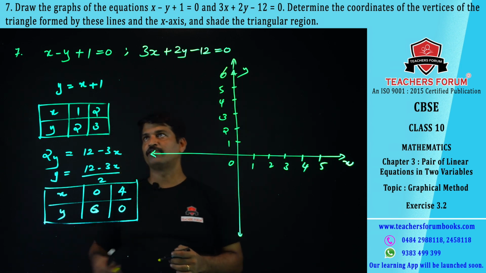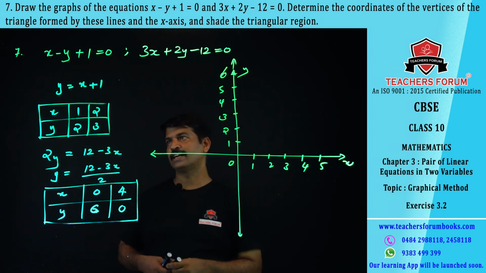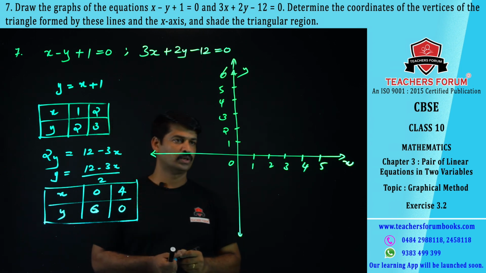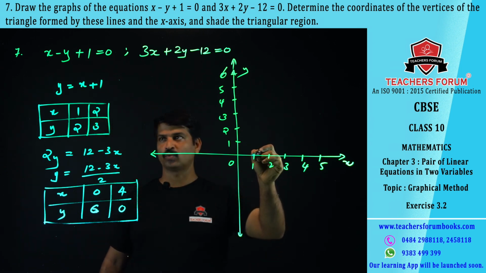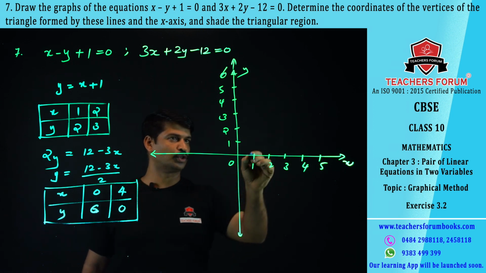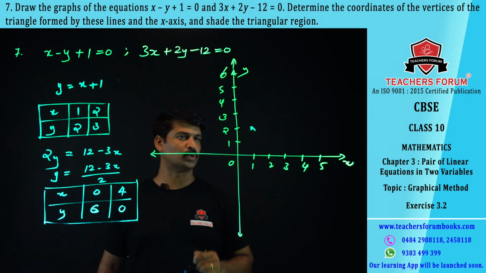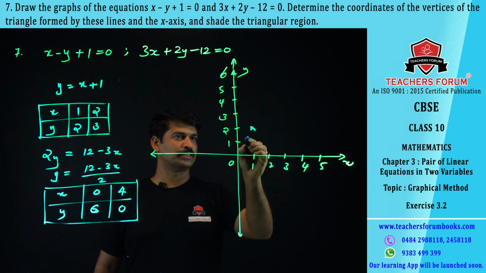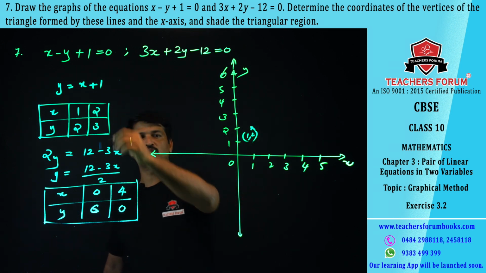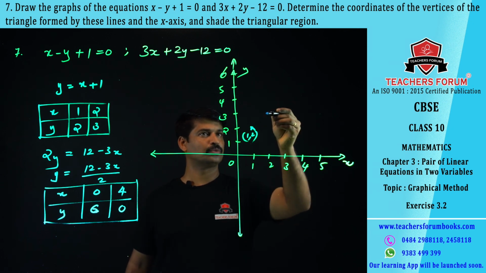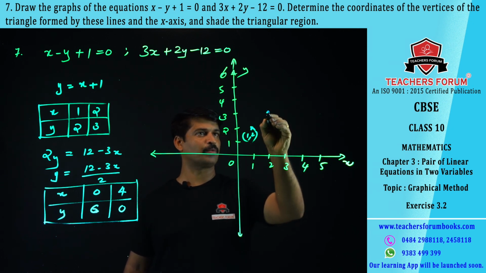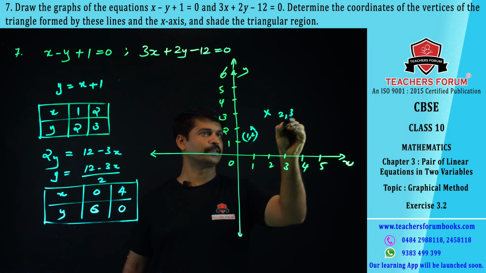Now let us plot the graph for the first one. The coordinates are 1, 2. X value coordinate is 1 and y coordinate is 2. So the point will be here, that is 1, 2. The second coordinates, that is 2, 3. X is 2, y is 3. So this is the point, that is 2, 3.